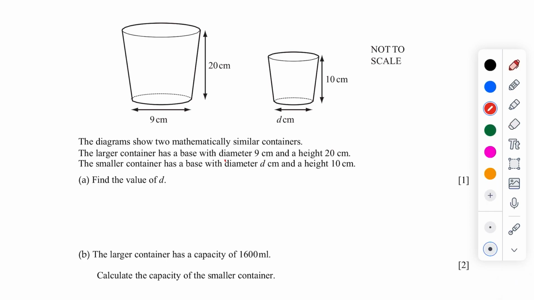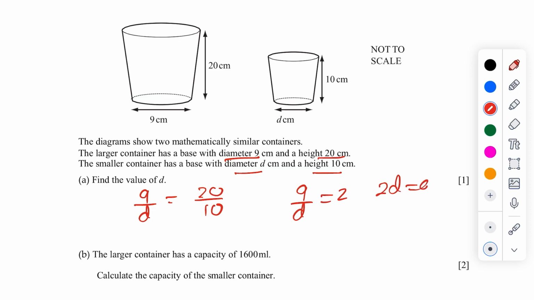Now over here, what is given? Diameter and height. What are the values? So 9 upon d equals 20 upon 10. So 9 upon d equals 2. 2d equals 9, d equals 4.5.